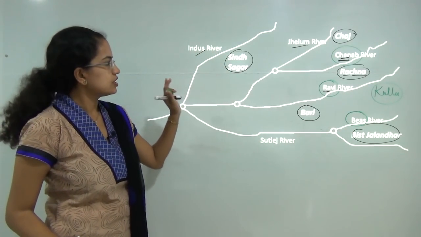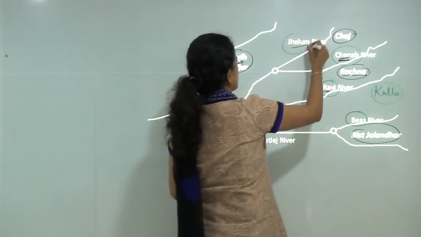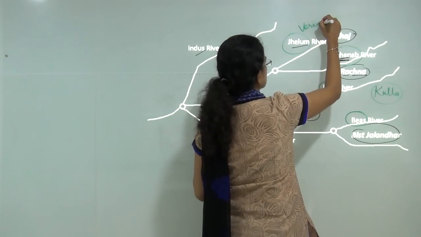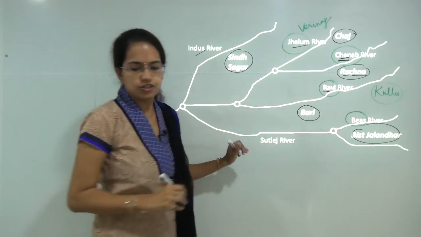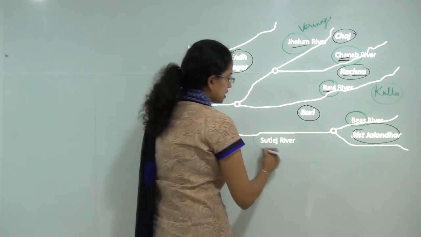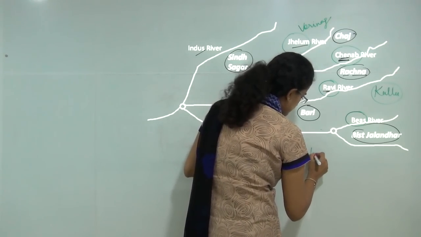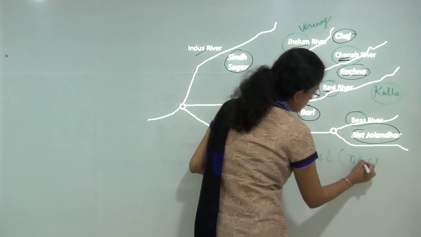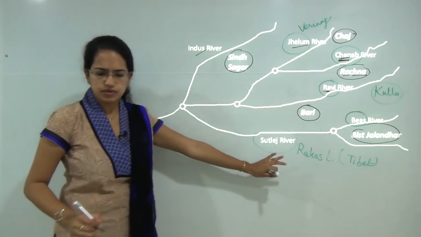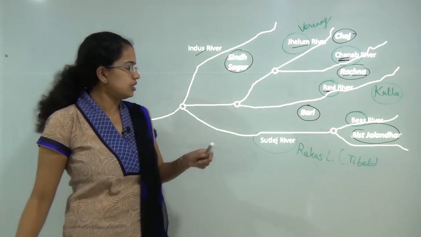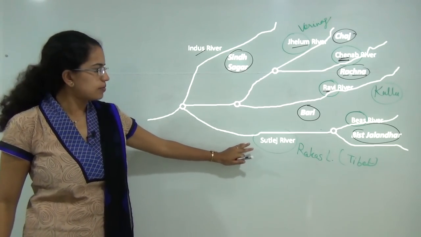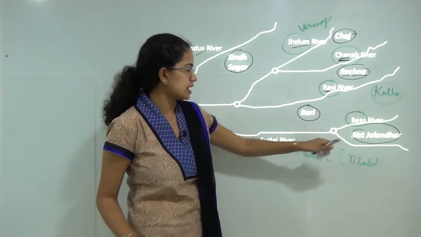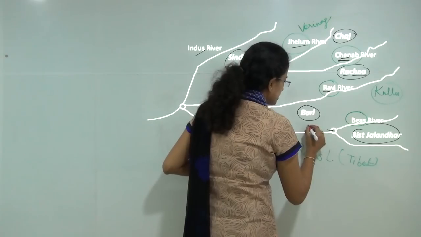Then you have Jhelum that originates at Verinag. And finally, you have Satluj that originates in Rakkas Lake, that's in Tibet. So these are the origin points for the five rivers. Now, if I talk about Bias, it joins Satluj at a point known as Harik.